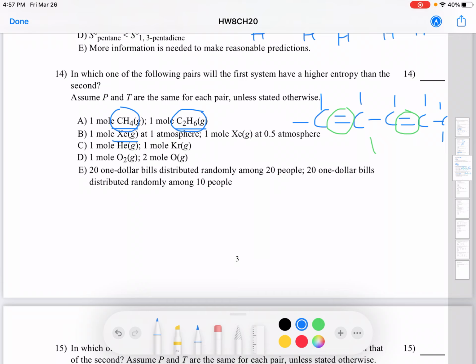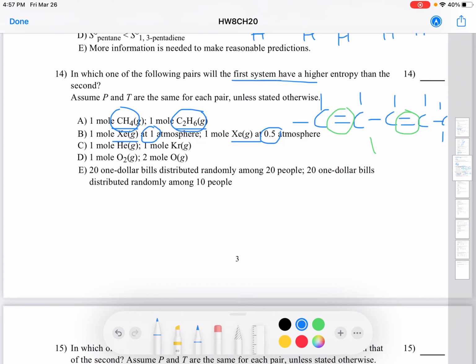And then 1 mole of xenon gas at 1 atmosphere, 1 mole of xenon at 0.5 atmosphere. So the first one has a higher pressure, 1 atm, versus half an atmosphere. In this one also, the second one has less pressure, meaning it has more entropy. So the second one would have higher entropy. We are looking at the first system.